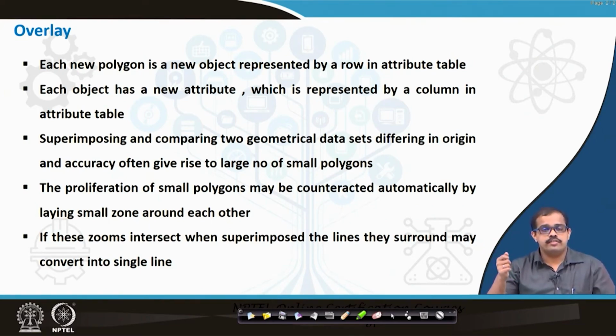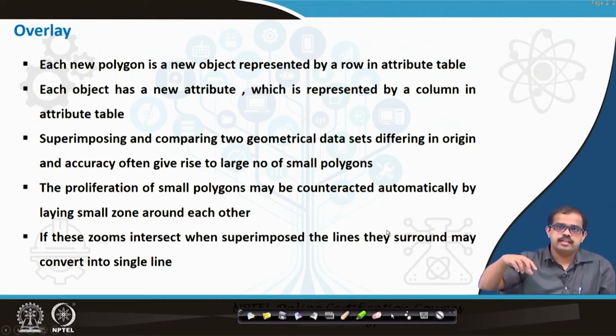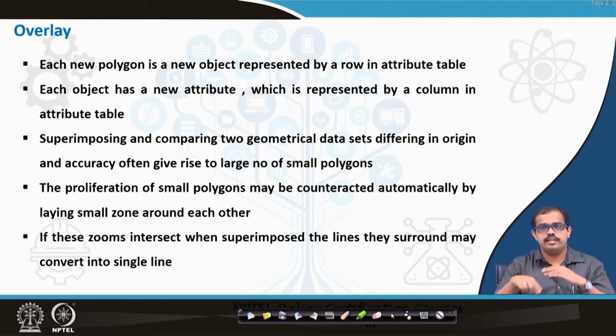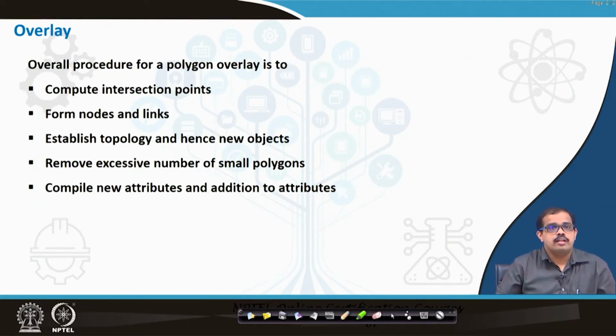If these zones intersect when superimposed, then the lines they surround may convert into a single line. For example, if there are a number of lines, if they superimpose each other, they can be converted into a single line when it is actually zoomed over. Then the overlay procedure of a polygon overlay is, one, to compute intersection points, either form nodes and links, establish topology and hence new objects, and remove excessive number of small polygons, compile new attributes and additions to attributes. So, this is how the overlay operation is done.